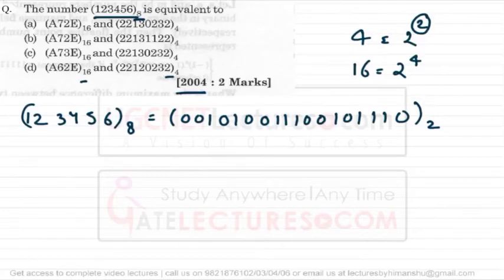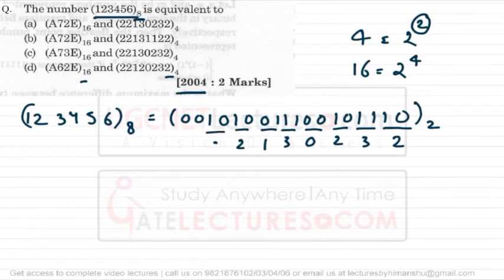Let's first see for base 4. I'm going to create groups of 2 bits starting from the LSB. So 0, 1 is 2, 1, 1 is 3, 0, 1 again 2, 0, 0 is 0, 1, 1 is 3, 1, 0 is 2, 1, 0 is 2, 2, 0. What we have done is, this is a number of base 4. Just check in the options which option you're getting.